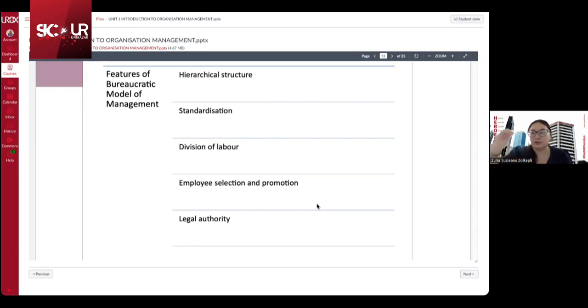Standardization. They have a lot of rules. They have a lot of policy. They have a lot of perkeliling that they have to follow. So this is one of the features of the bureaucratic model of management. And then division of labor, very very clear. Very clear.